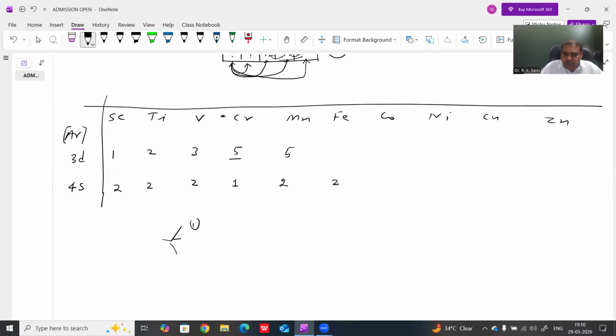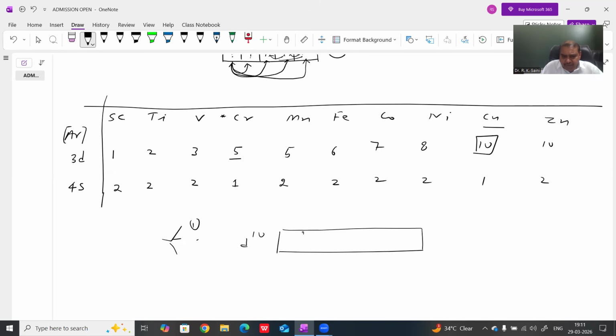In manganese, the configuration is normal, with 2 electrons in s. Then iron has 2 electrons in s and 6 in d, cobalt 2 and 7, nickel 2 and 8. Another exception is copper, atomic number 29, with 1 electron in s and 10 electrons in d. There is no exception in zinc. This exception is also explained with the help of these factors. In 3d10, a total of 20 exchange pairs are there.